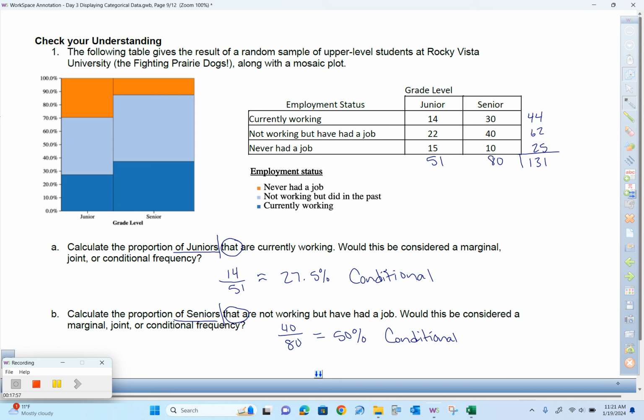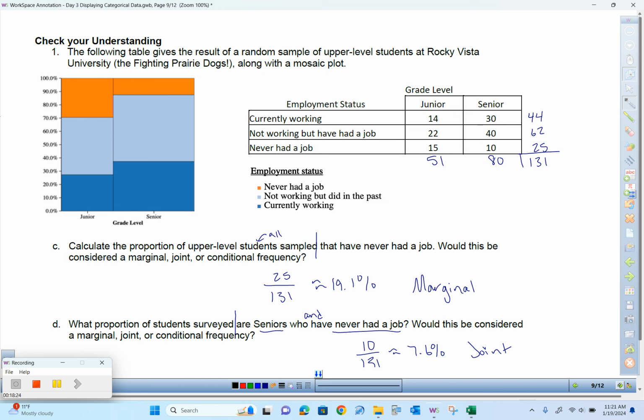Okay. The first 2 were conditional because they changed the total. This one was only looking at the juniors, and then from that total of 51, the 14 who were working. The Part B was only looking at the seniors, and of those, not working but had a job. So just in that column, the 40. Remember, we're going to round if it's not obvious, and you have to say approximately for me.